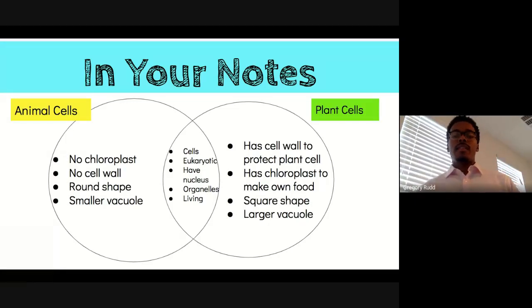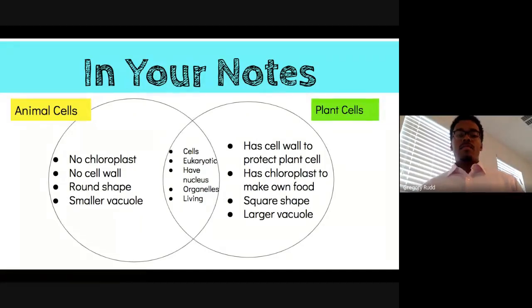So when we're thinking about the differentiation between cell types, this is essentially what you should have in your Venn diagram. I'll start with the similarities. Obviously, both of these cell types are cells, meaning they are living. They're both eukaryotic, and that's something that we showed on the last slide. They both have nuclei. They both have organelles. And that's essentially where the similarities end.